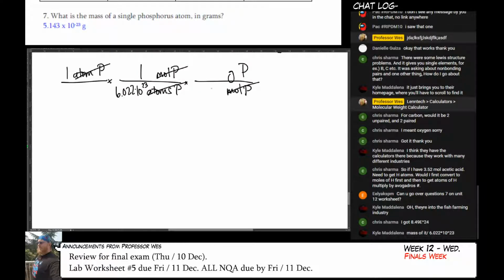So that'd be how many moles we have. And then I got to multiply by the molar mass of phosphorus, which I don't have. 30.974. And this should give you the number on the screen. There you go. And I could do that with any atom I wanted.